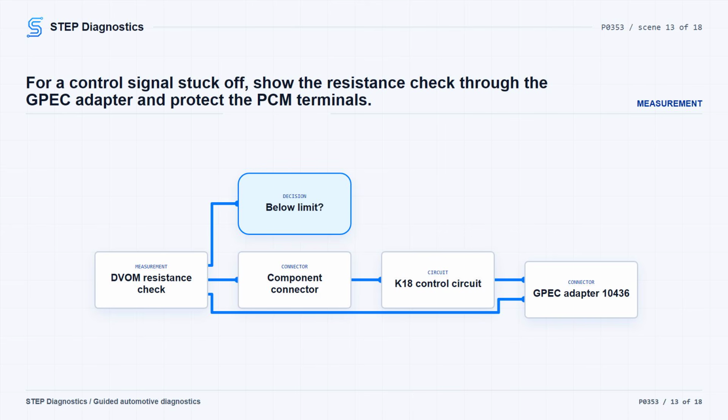If measured resistance is below 3.0 ohms, continue to the coil and PCM driver isolation step. If it is not below 3.0 ohms, repair the circuit for an open or high resistance. Then verify the repair and confirm the code stays gone.